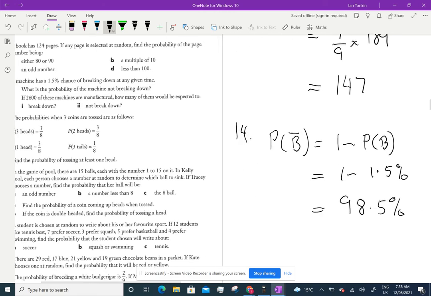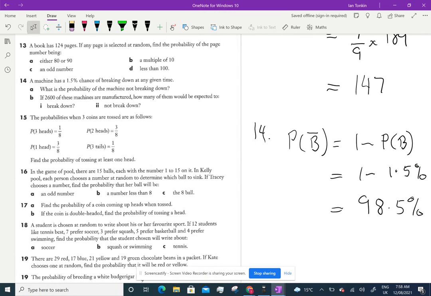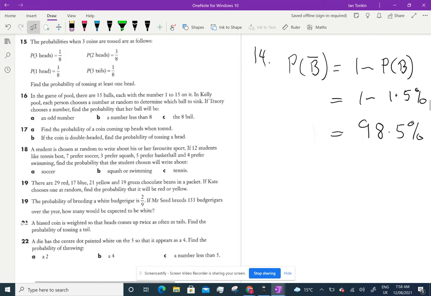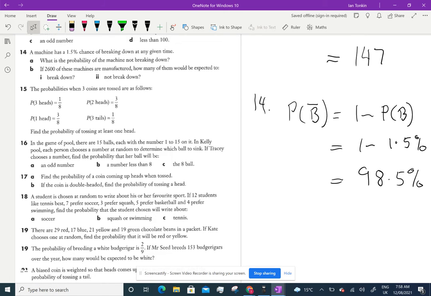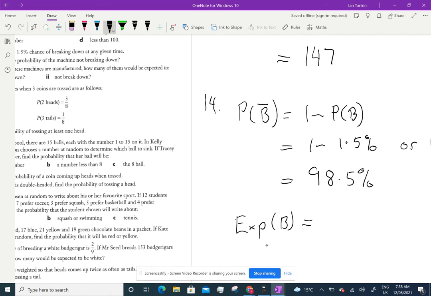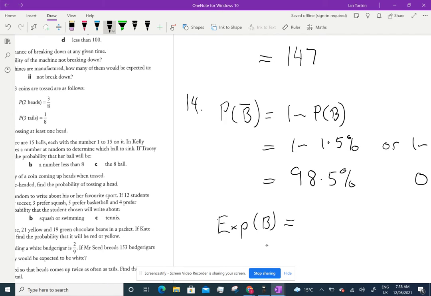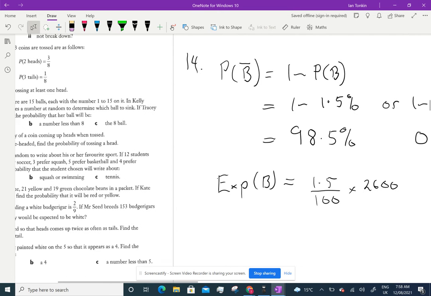Now, what's the second question? So, if 2,600 of these machines are manufactured, how many would you expect to break down? Okay, so what do we got? 2,600, so expect to break down is, what was it, 2,600? So 1.5 over 100, because it's a percent, times 2,600. And you expect 39 to break down.